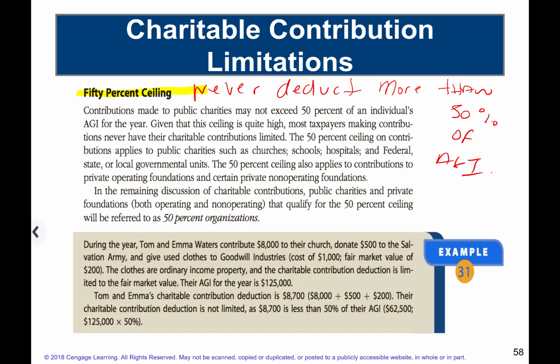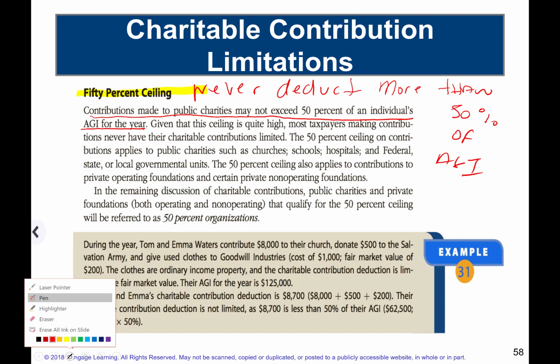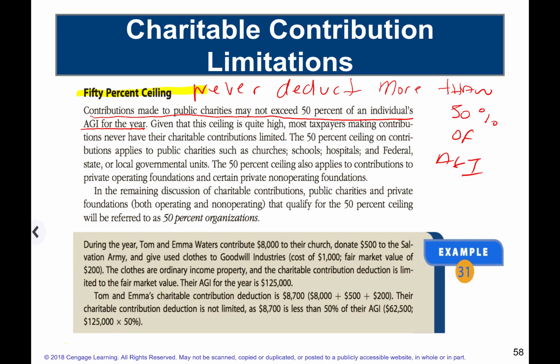So for every problem you see in the quiz, anything you see on your exam, always put that 50% number in your head or to the side. You cannot deduct more than 50%. Now, contributions made to public charities may not exceed 50% of an individual's AGI for the given year. But it's not just public charities, it's everybody, because we're going to see that the non-operating and operating foundations have even lower limitations. So 50% is the maximum that you could ever take.